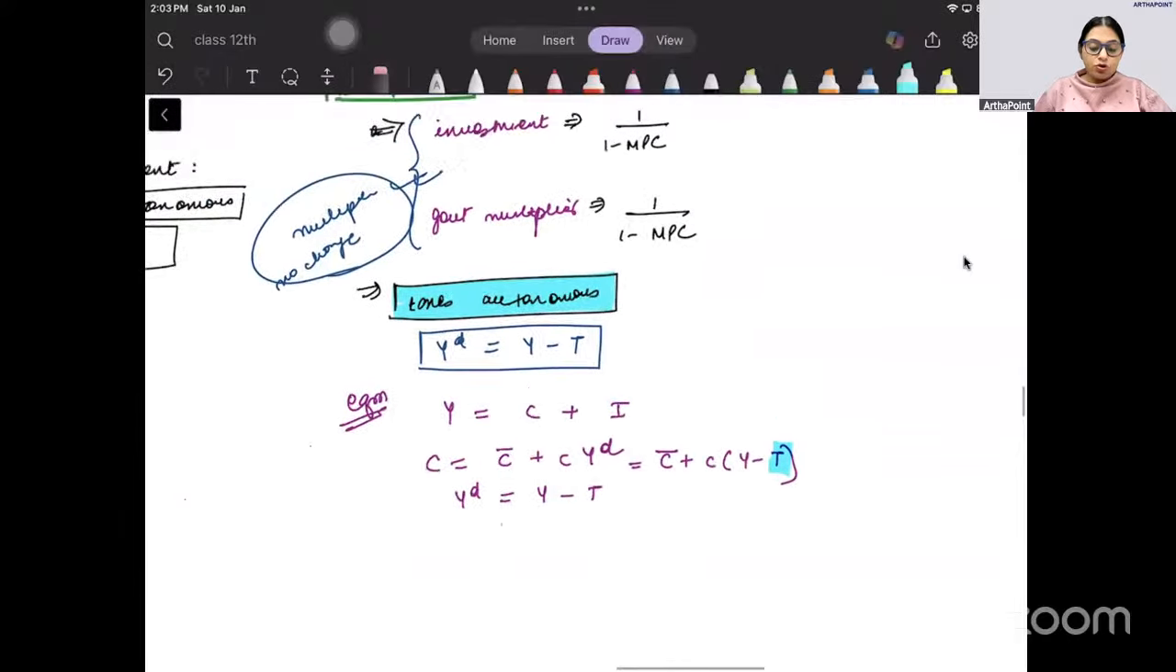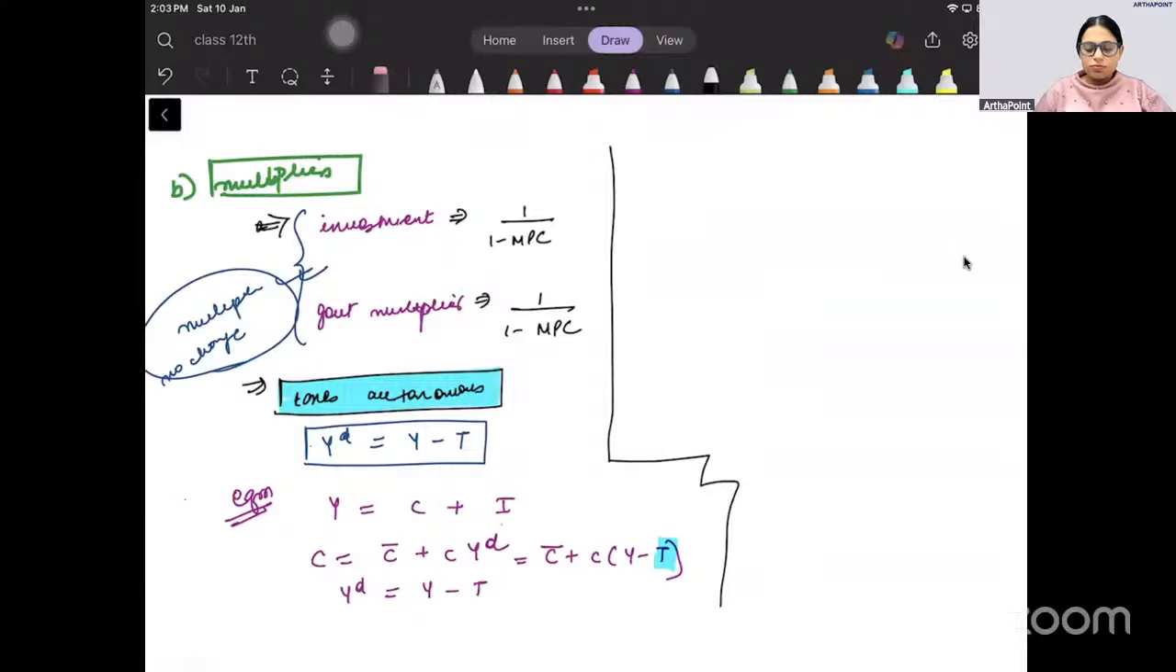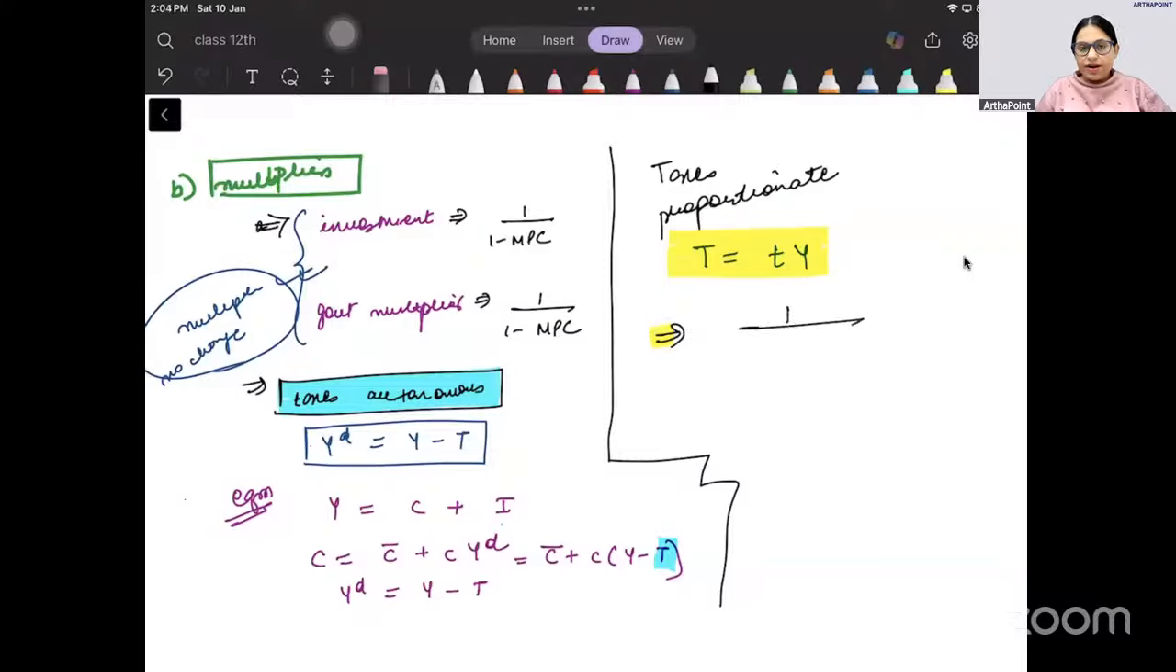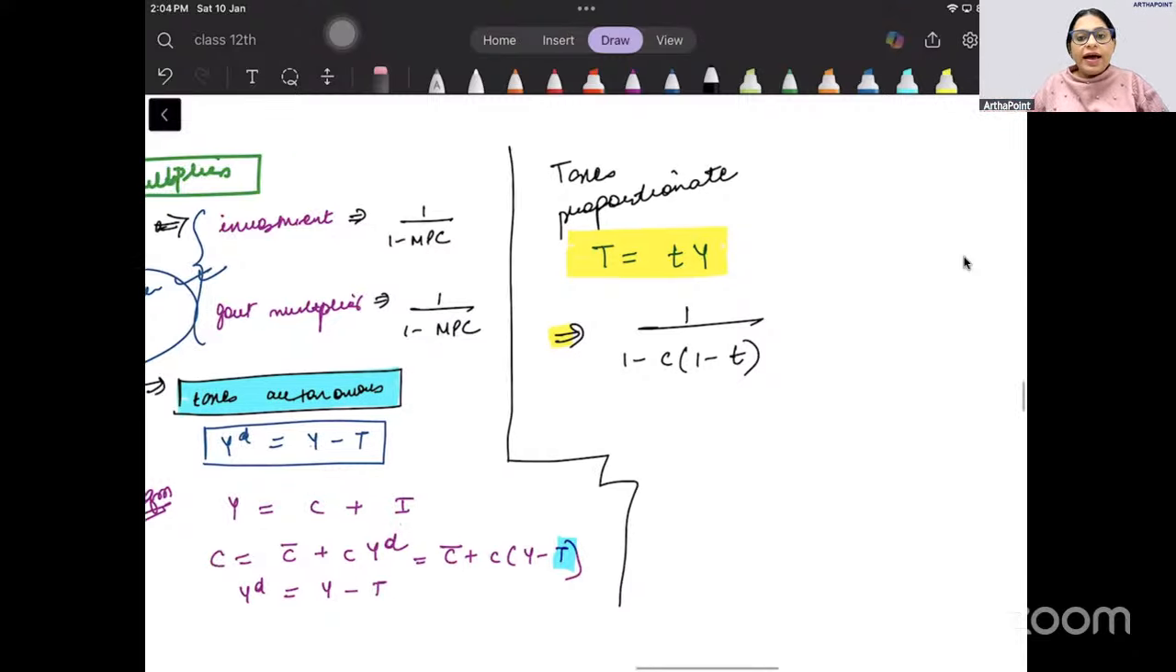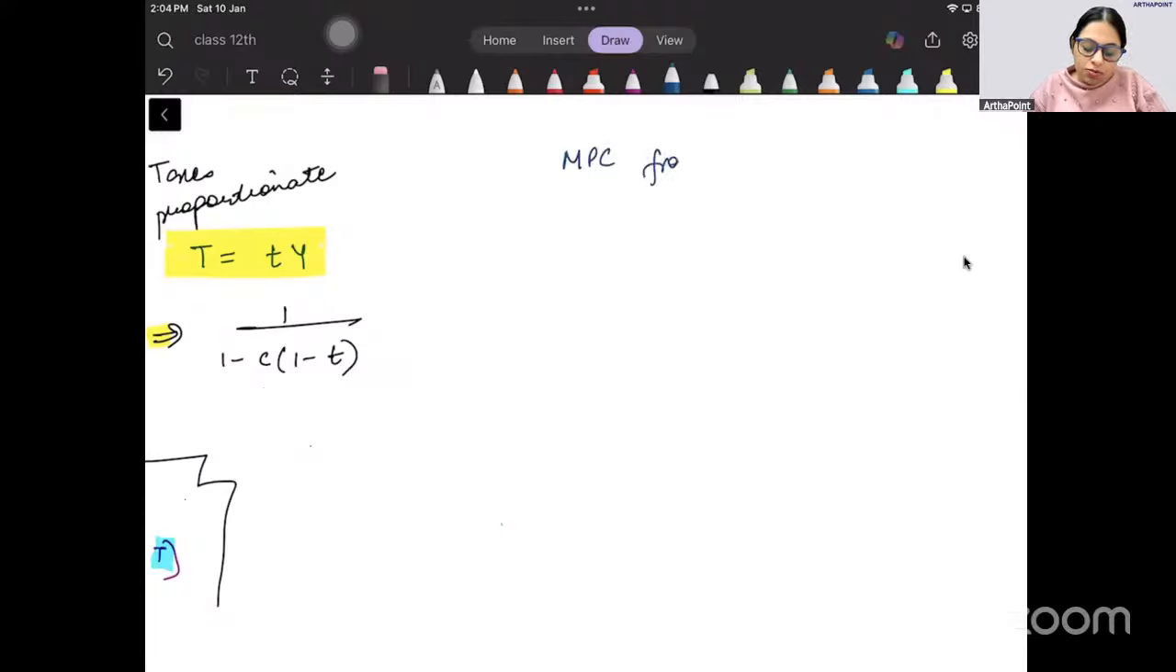But if the taxes are given to be proportionate, meaning if you are given that tax is some proportion of income, then my multiplier formula will be changed to 1 upon 1 minus c(1 minus t). This will become the formula of the multiplier. Okay, now a super super super important concept, and that is the concept of marginal propensity to consume from income versus marginal propensity to consume from disposable income.